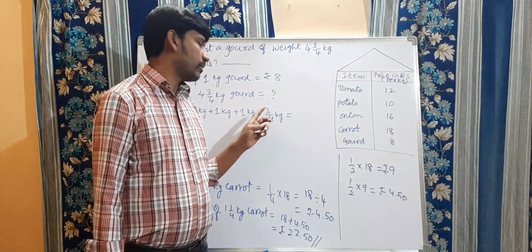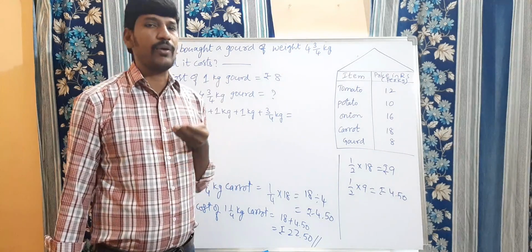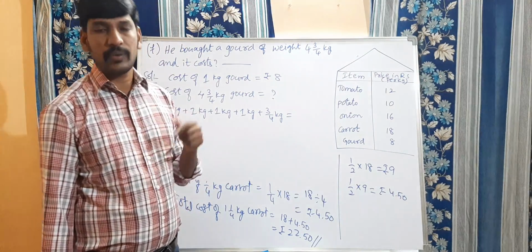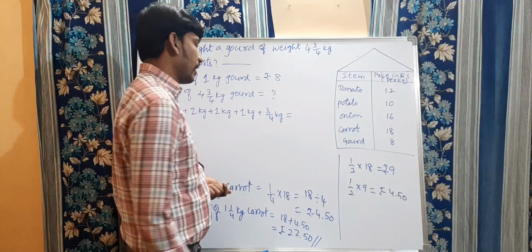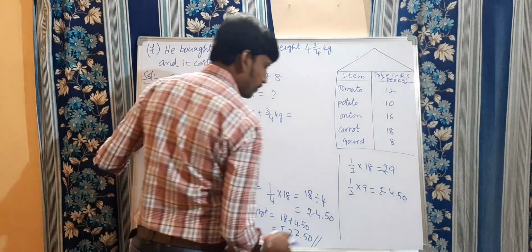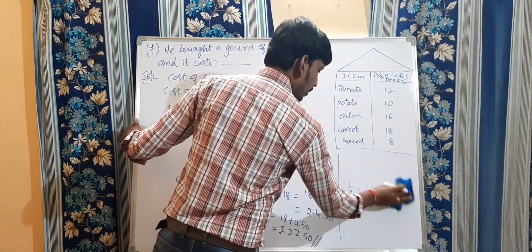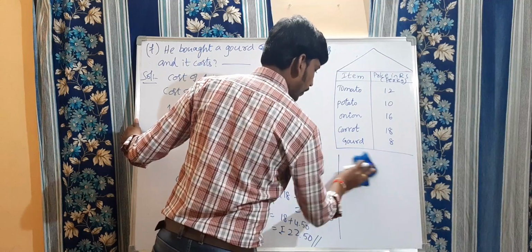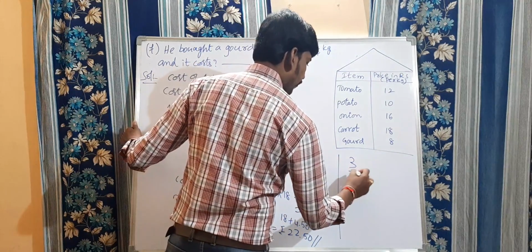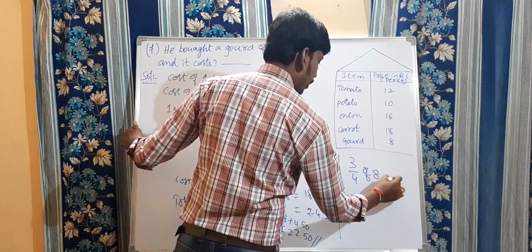Then I want to get 3 parts. So 1 part is equal to 2 rupees, then 3 parts equal to how much? 3 twos are 6 rupees. Is this clear, my dears? So now here I am going to find out 3 by 4 of 8.